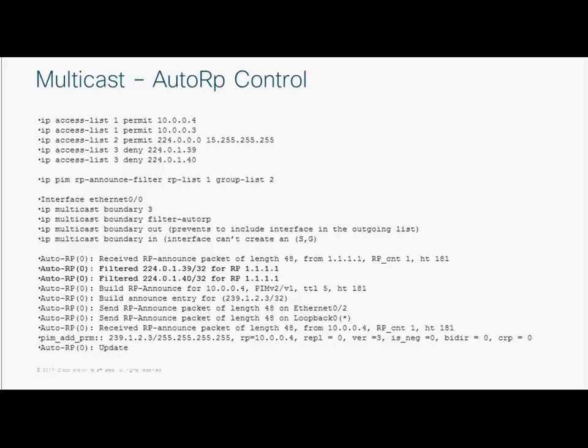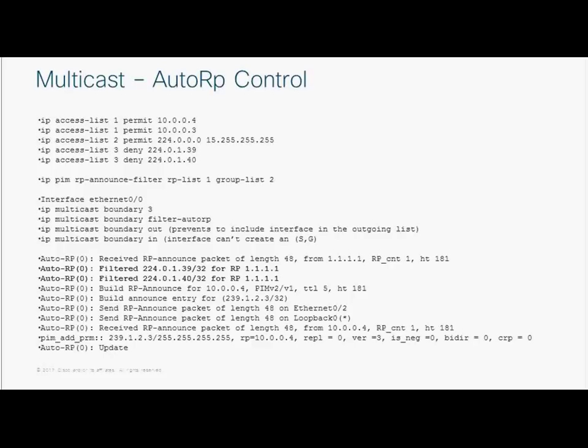So in order to prevent anyone from requesting multicast traffic in that segment, you can set the multicast boundary out in that interface. Let's say a VLAN interface or a routed port interface, so that that port won't be included in the outgoing list, meaning there's no way the router will forward multicast traffic over that interface. That's a very good measure to protect that segment.